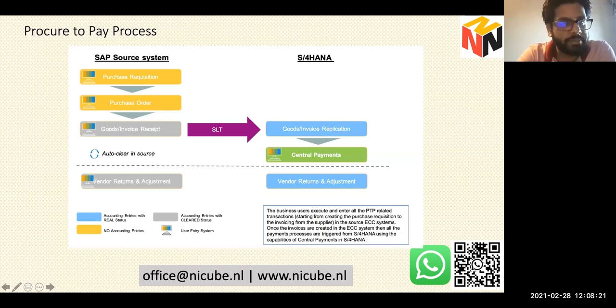That's how it looks. Take a minute to understand this diagram. I will start from the left-hand side. This is your purchase to pay process, procure to pay process.